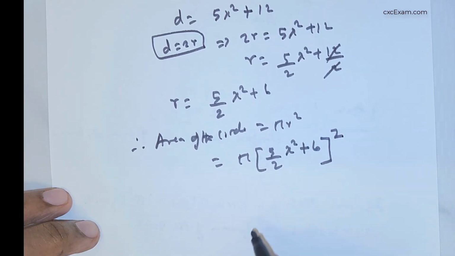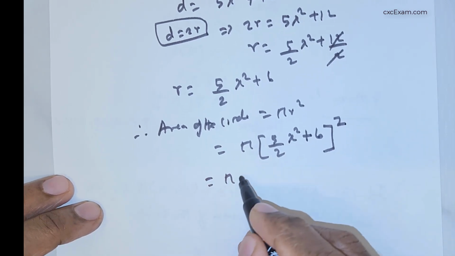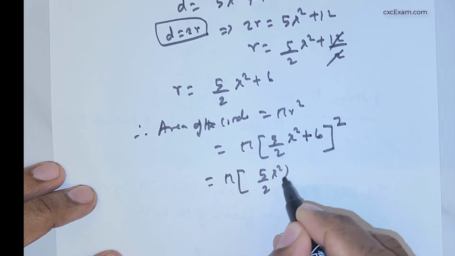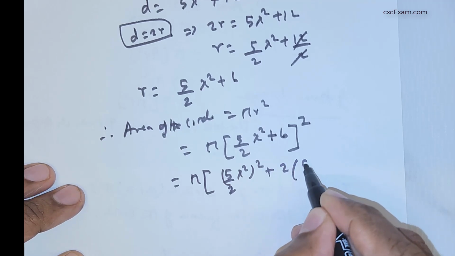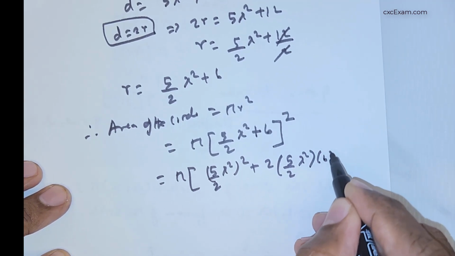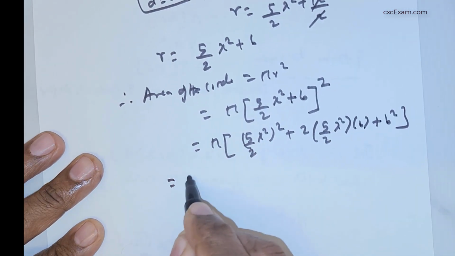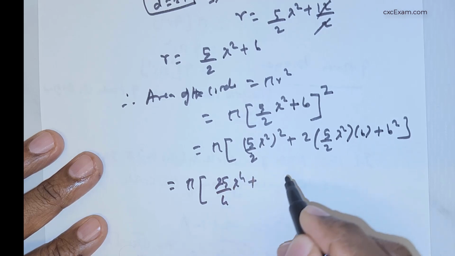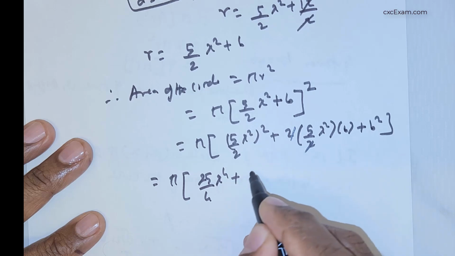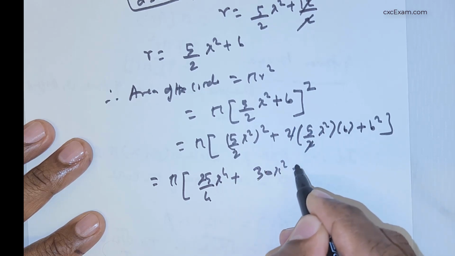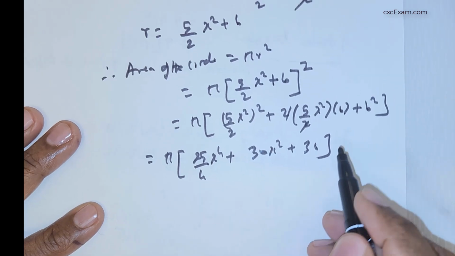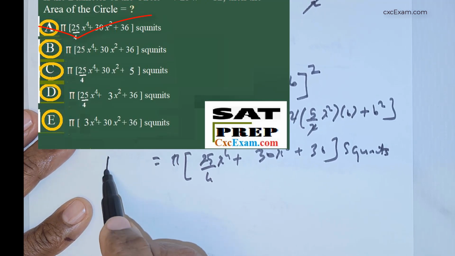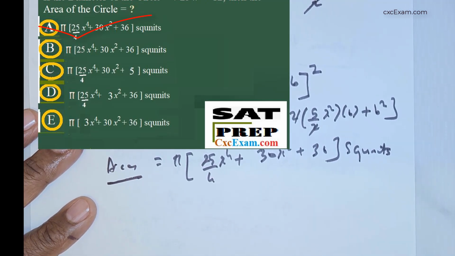Okay, now what we need to do is we need to expand this. Only then we will be able to find the correct choice. So this is 5 over 2 x squared raised to the power of 2, plus 2 times 5 over 2 x squared times 6, plus 6 squared. This is equal to pi times, you square it, you get 25 over 4 x to the power of 4, plus, this 2 and this 2 get cancelled, 5 times 6 is 30 x squared, plus 36. So this is in square units. Right, so this is the solution for the area of the circle.